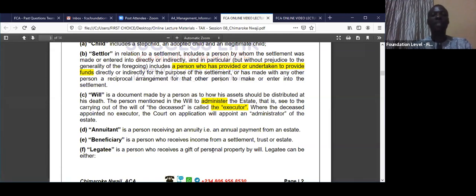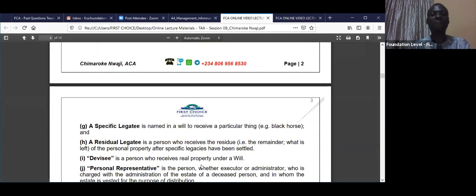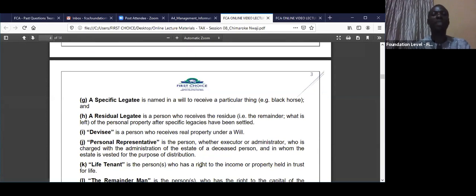All right, legatee. A legatee is a person who receives a gift of personal property by will. And so the legatee could either be a specific legatee. A specific legatee is someone named in the will to receive a particular thing. And so a specific legatee and a beneficiary are the same. Because the beneficiary is named in the will, he also becomes a specific legatee.